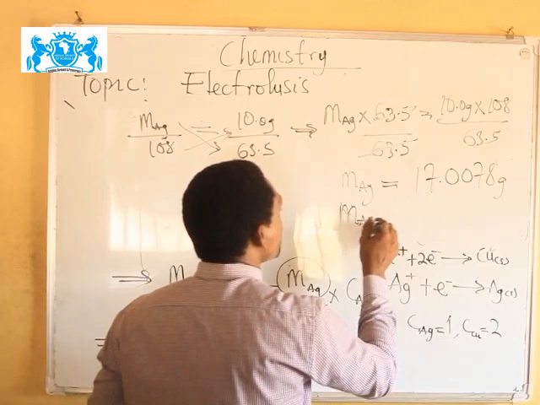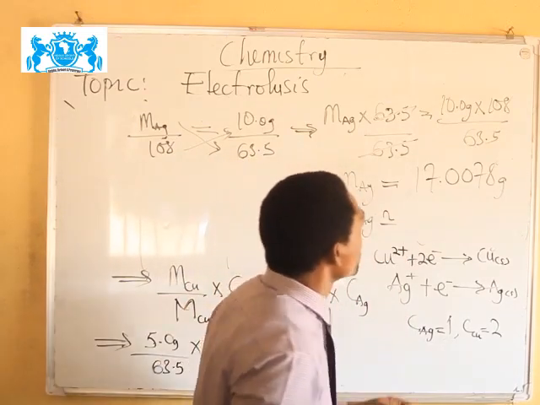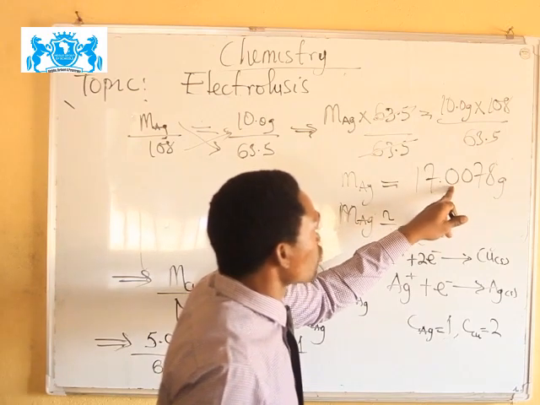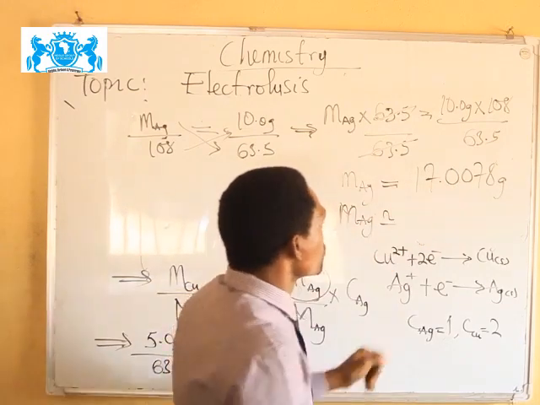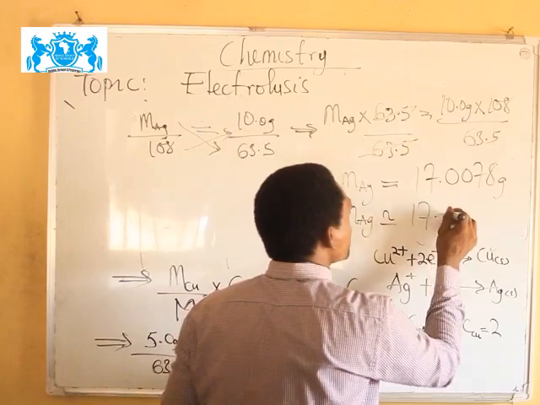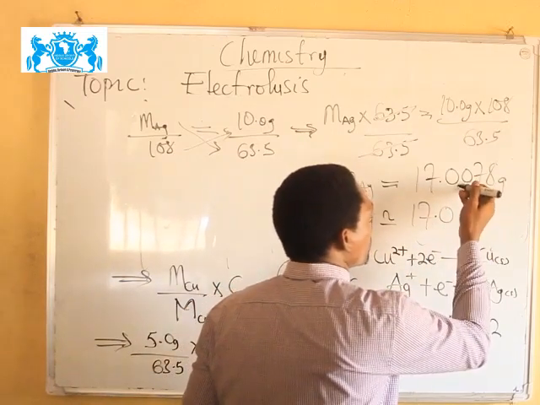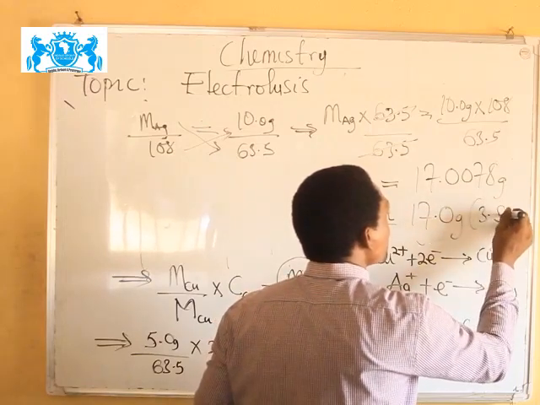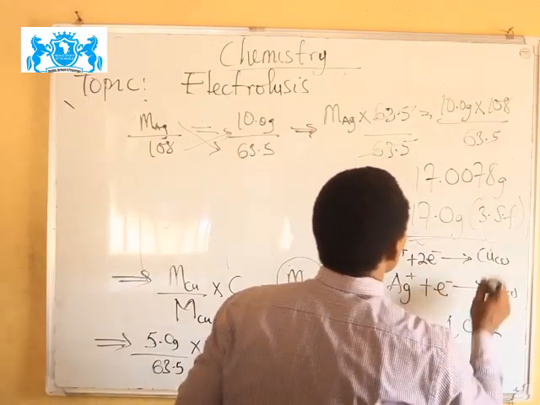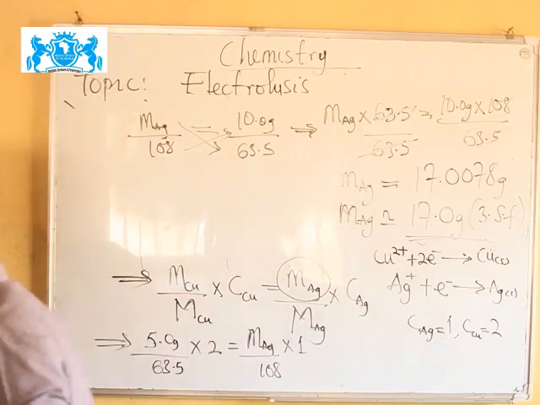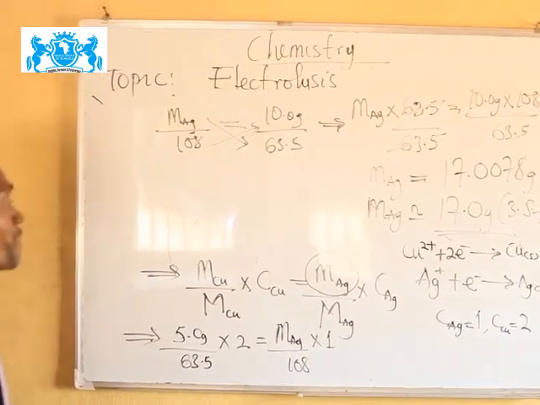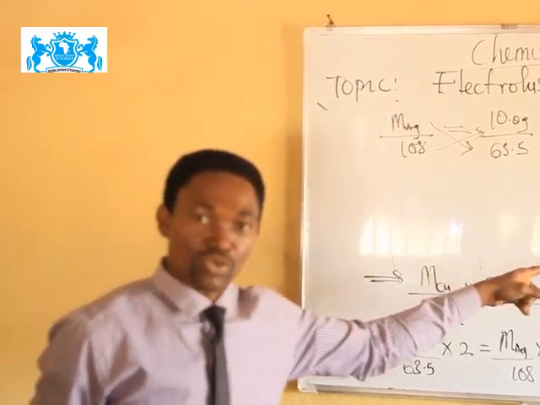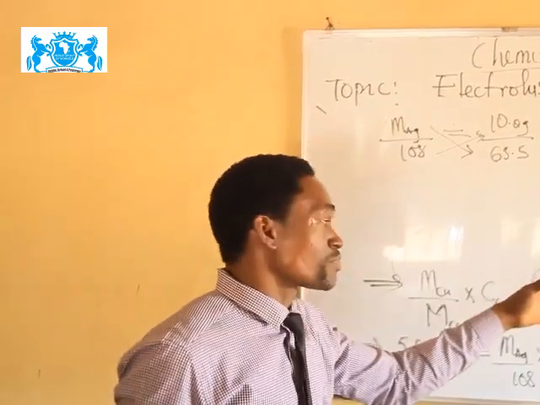Correct to 3 significant figures, standard for reports, that will be 17.0 gram. The third figure is not up to anything, so it ends at 17.0 gram, correct to 3 SF. That is the mass of silver that will be deposited in the second electrolytic cell. It's as simple as that.